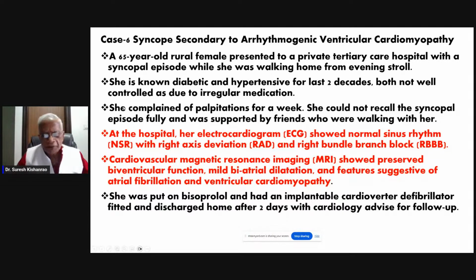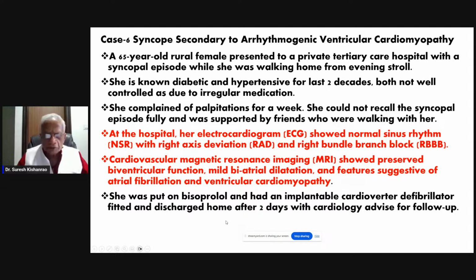She complained of palpitation for a week. She could not recall the syncopal episode fully herself, but was supported and informed by friends who were walking with her. Since it's a tertiary hospital, apart from ECG, which showed normal sinus rhythm, right axis deviation, and right bundle branch block, a cardiac MRI was done, which showed preserved biventricular function, mild biatrial dilatation, and features suggestive of arrhythmogenic ventricular cardiomyopathy.